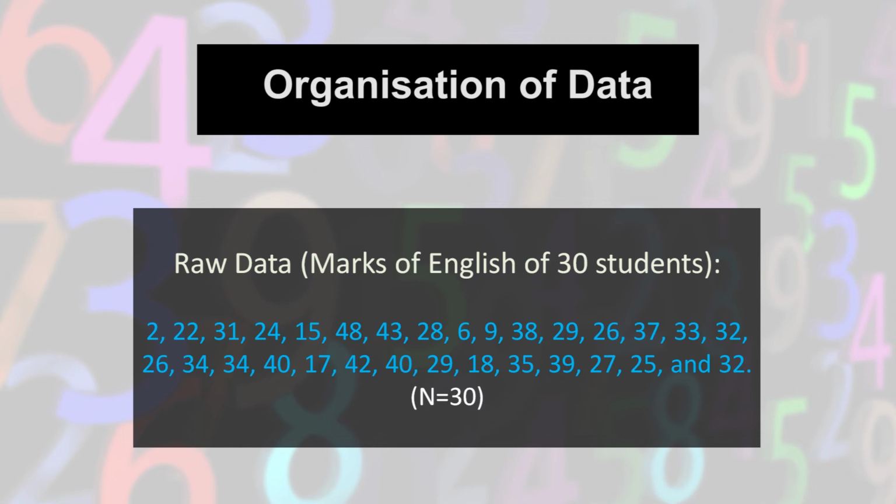So here 30 raw data are given, and that is the achievement score of 30 students in the subject of English, just like 2, 22, 31, 24, 15, 48, accordingly 25, 30. So n is 30. So here the total number of scores is 30. So how can we organize this data to give it more meaning by using certain statistics?